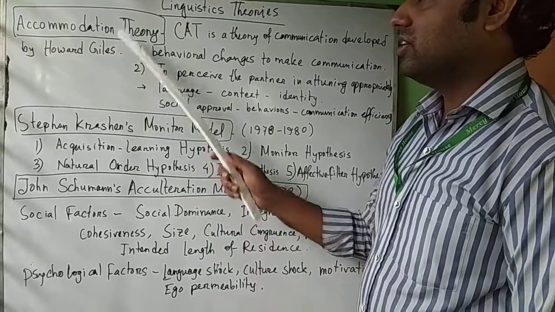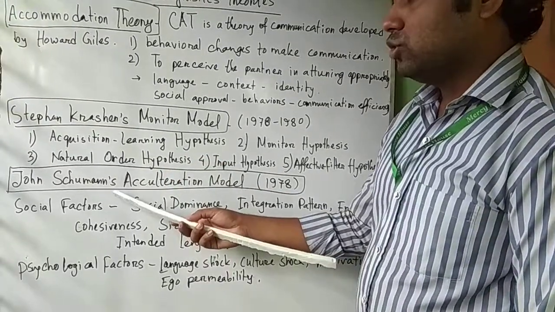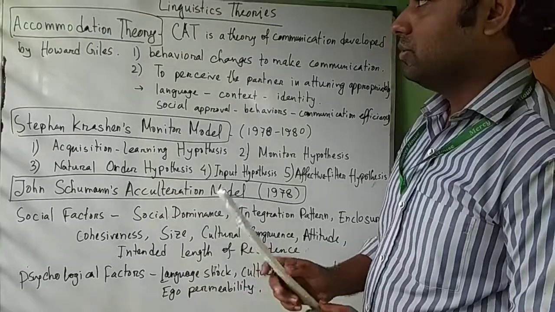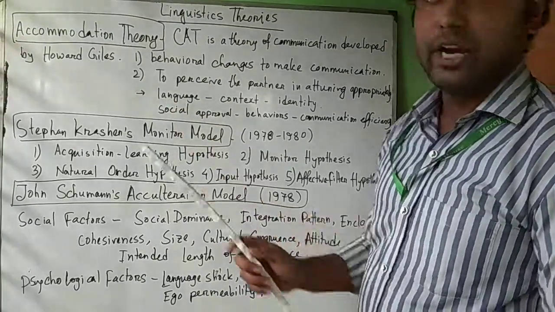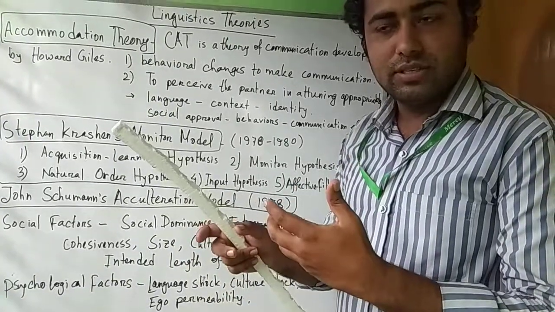First one is accommodation theory, second one is Stephen Krashen's monitor model, and third one is John Schumann's acculturation model. So first one is accommodation theory. Accommodation means adjusting, coping with the situation.